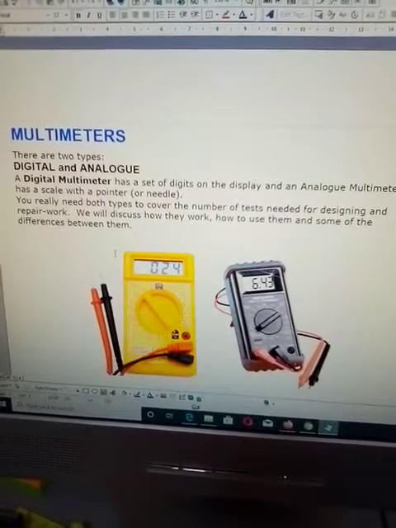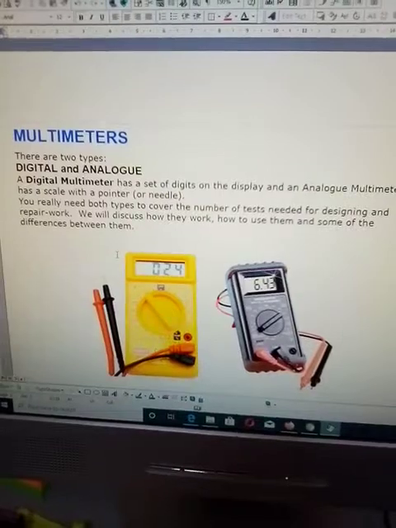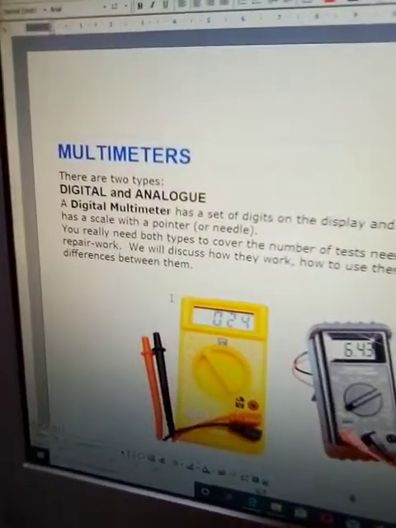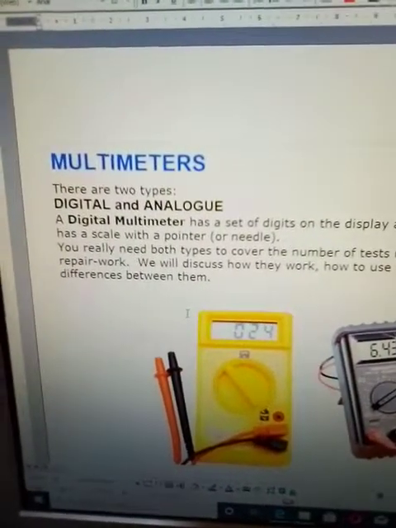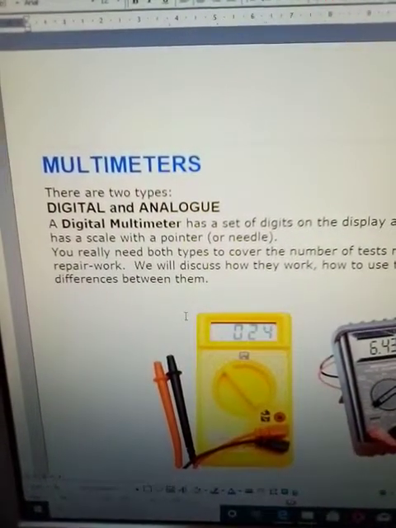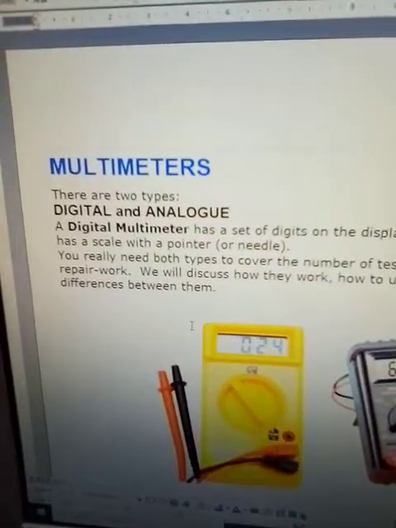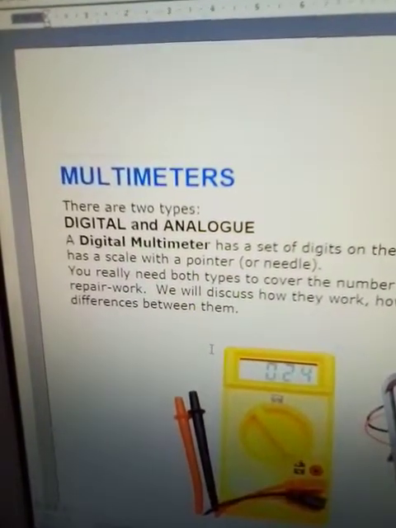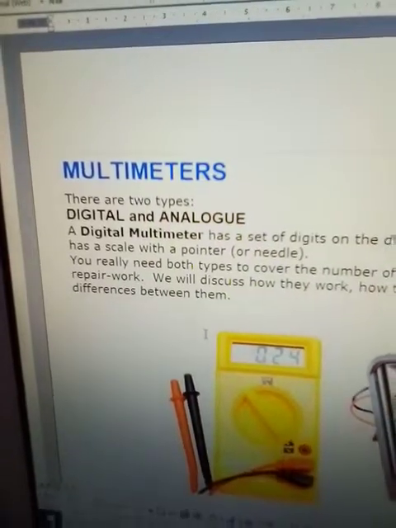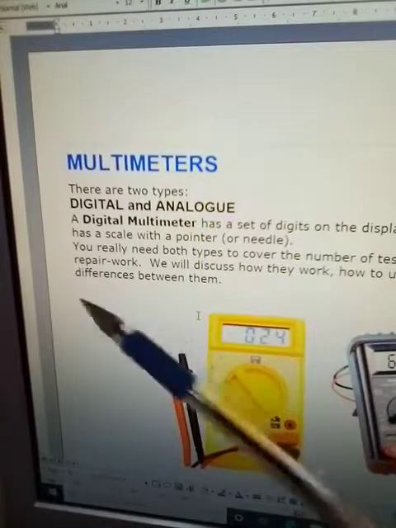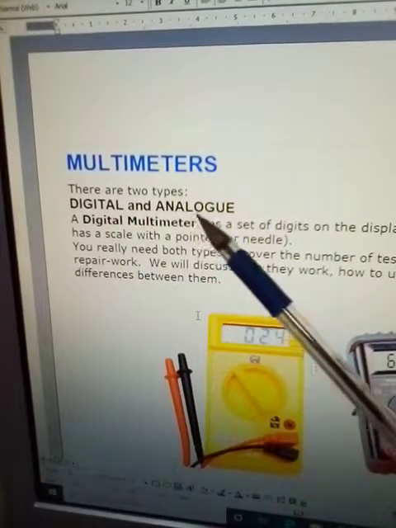Okay, what I want to look at is multimeters. Okay, and let's just go into this, make sure that we can get this as it says multimeters. Now, as you can see, there are two types. Digital and analog. Okay.